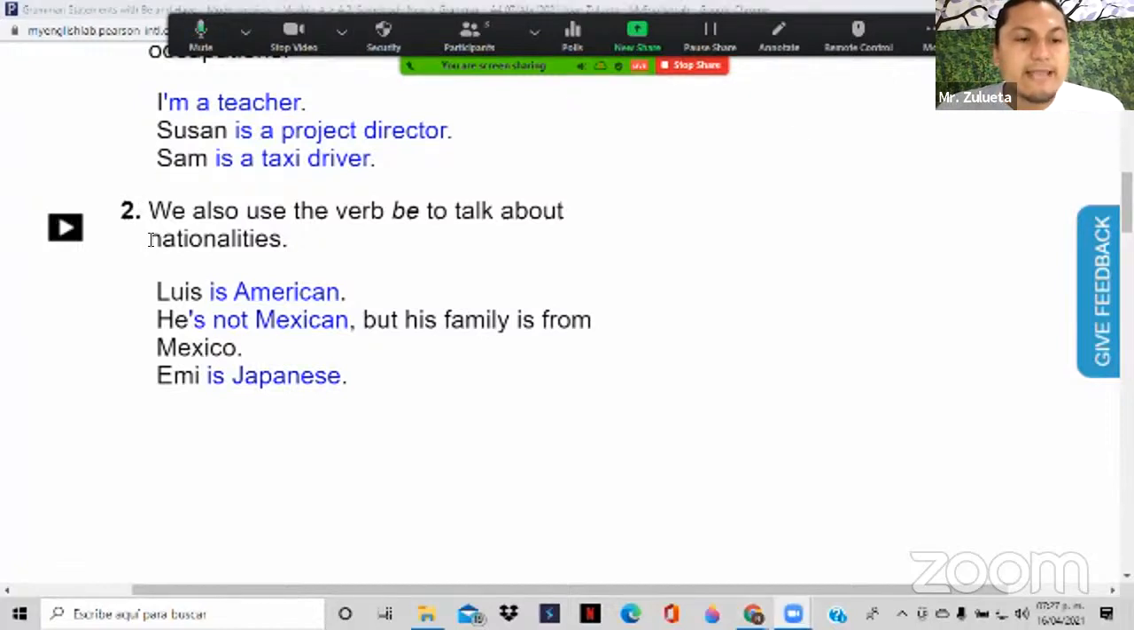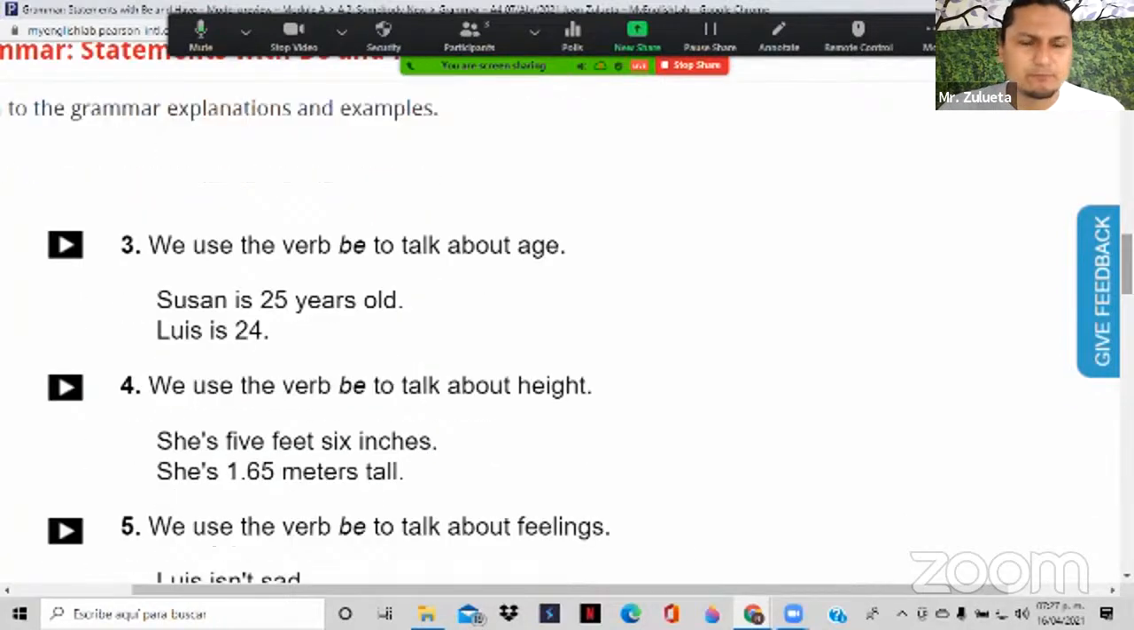And remember that nationalities, we can also use this to describe the type of food, okay? For example, American food, Mexican songs, okay? So we can use this as an adjective, de procedencia. Next.